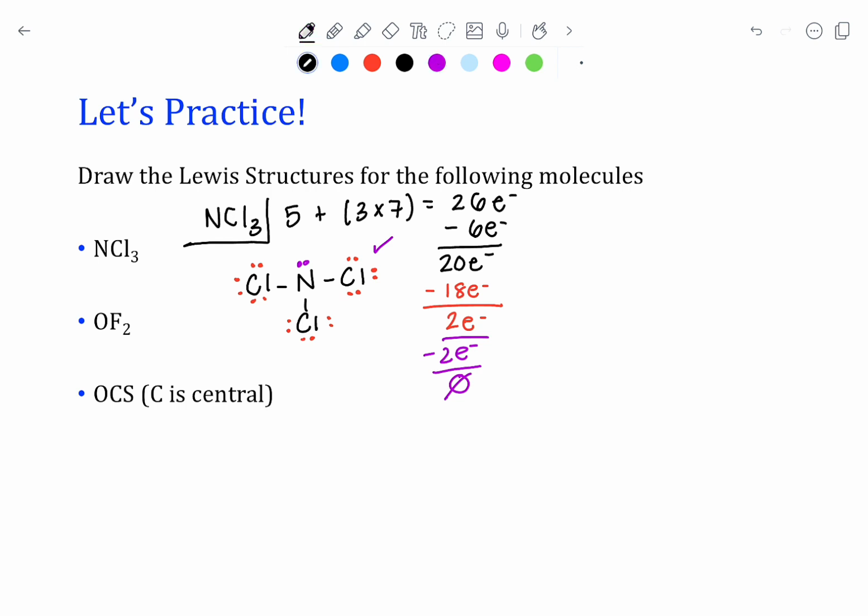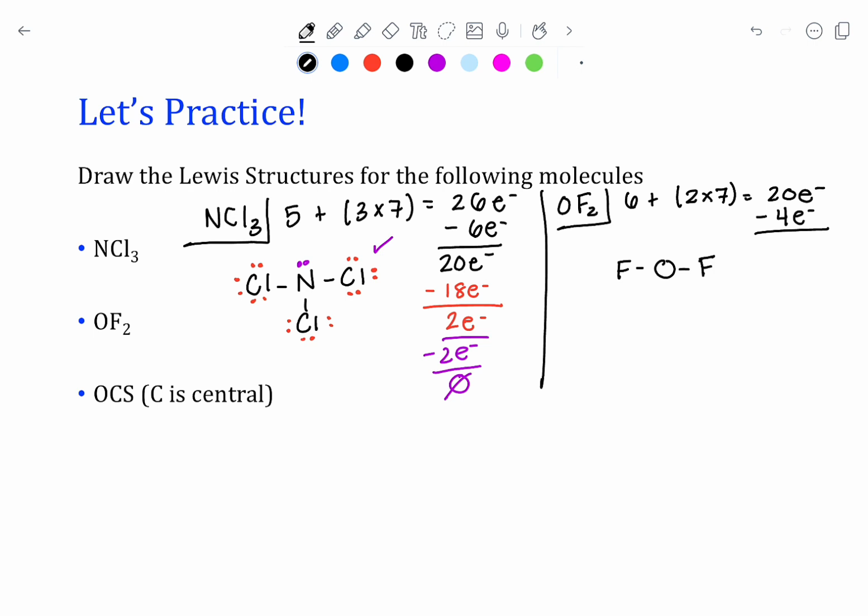My next example is OF2. Okay, oxygen, let's count up our valence, has 6 valence electrons. Fluorine, there's 2 of them. We're going to multiply it by the 7 valence electrons in each fluorine for a total of 20 electrons in this structure. Oxygen is our central atom with fluorines around it that we connect to the oxygen with bonds. I made 2 bonds, so I had to use 4 electrons to create those bonds. So I have 16 electrons left over.